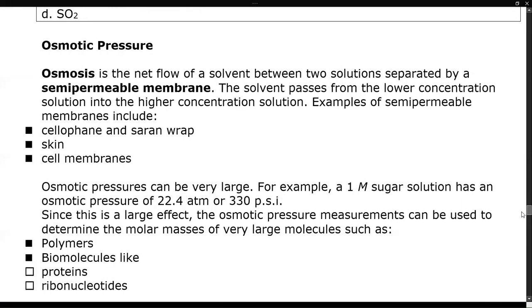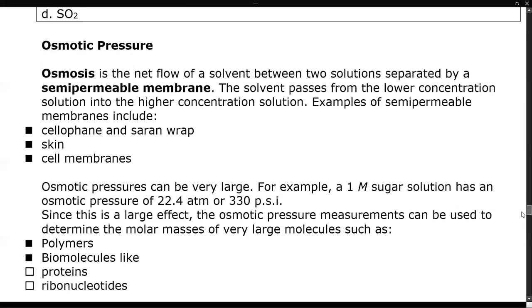Examples, in terms of synthetic, would be cellophane or saran wrap. Biological ones can be your skin or cell membranes. Osmotic pressures can be large. A 1 molar sugar solution has an osmotic pressure of 22.4 atm or 330 psi.